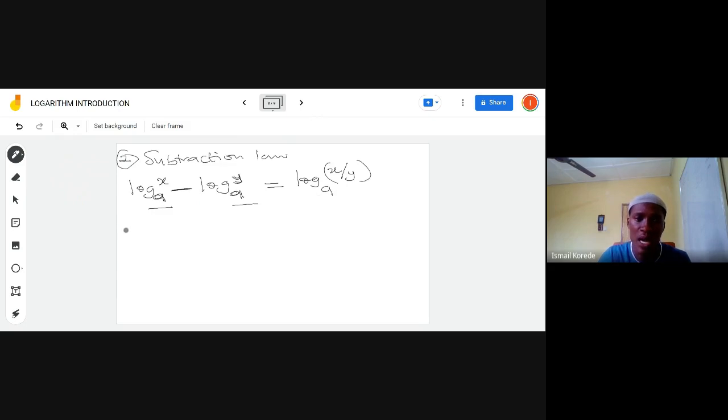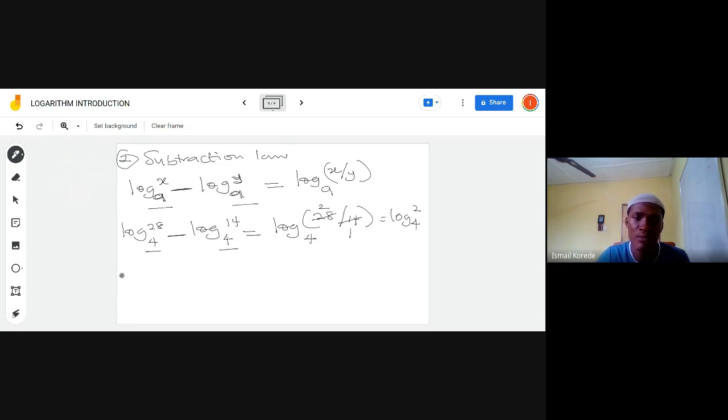Let's take, for example, log 28 base 4 minus log 14 base 4. Since they have base 4 in common and we have a subtraction sign in between, we can pick the log of the common base 4 and divide the numbers. If you have a negative sign, you divide. If you have an addition sign, you multiply. So we do 28 divided by 14, which is 2. So we have log 2 base 4.